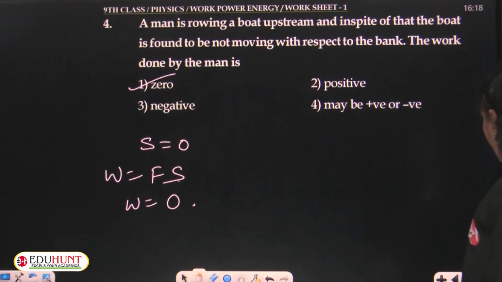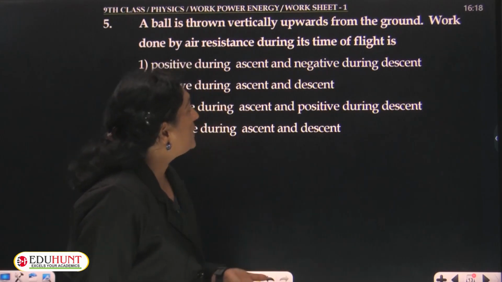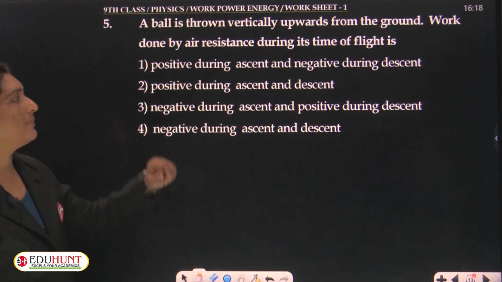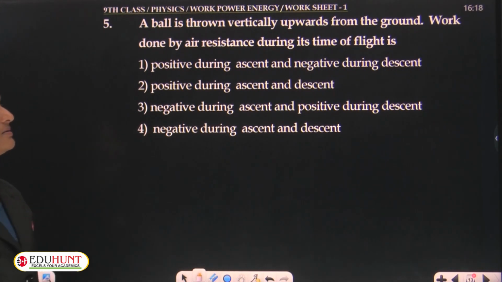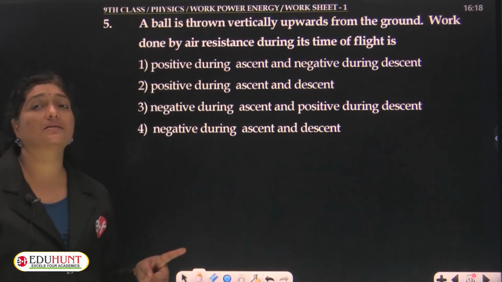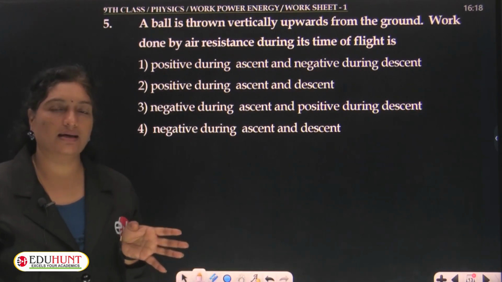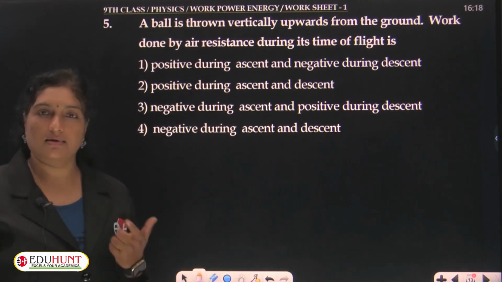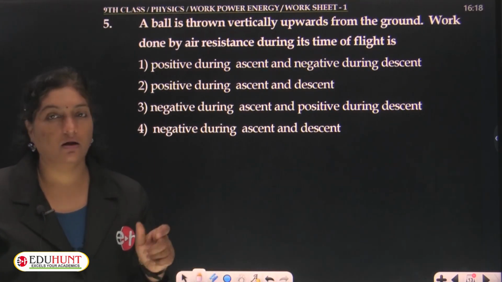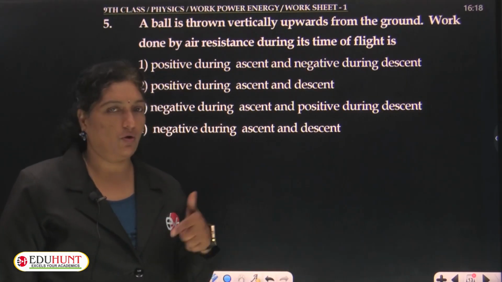Okay, so now moving ahead with the next question, fifth question, children. A ball is thrown vertically upwards from the ground. So, what is the direction of the ball? Upwards from the ground. Work done by the air resistance during its time of flight is. Air resistance is also a type of friction, children. Friction due to air is generally called air resistance. The opposition offered to its motion itself is called resistance due to air.